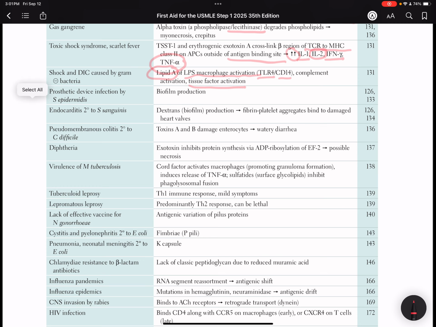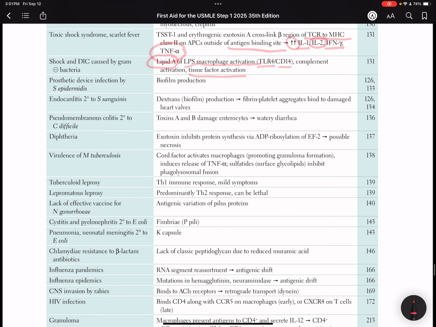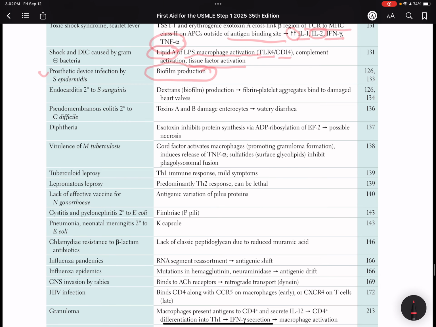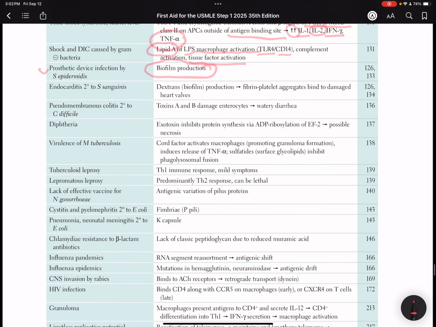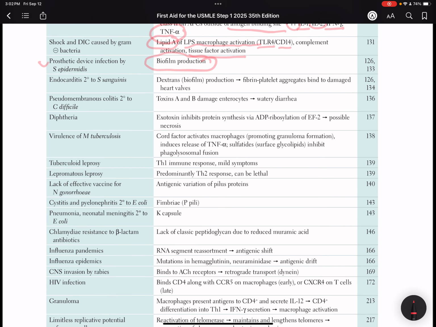Next condition is prosthetic device infection by S. epidermidis. Prosthetic device infection by S. epidermidis. Mainly biofilm production around the prosthetic device causes infection. Next condition is endocarditis secondary to S. sanguinis. This is because of dextrans biofilm production. Fibrin platelet aggregate bind to damaged heart valves. This is what causes endocarditis.